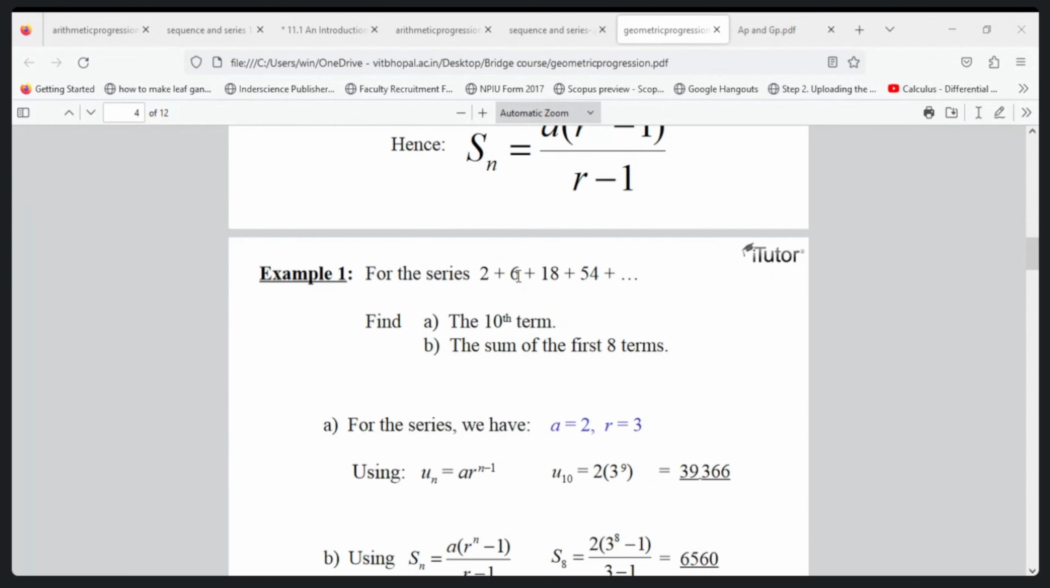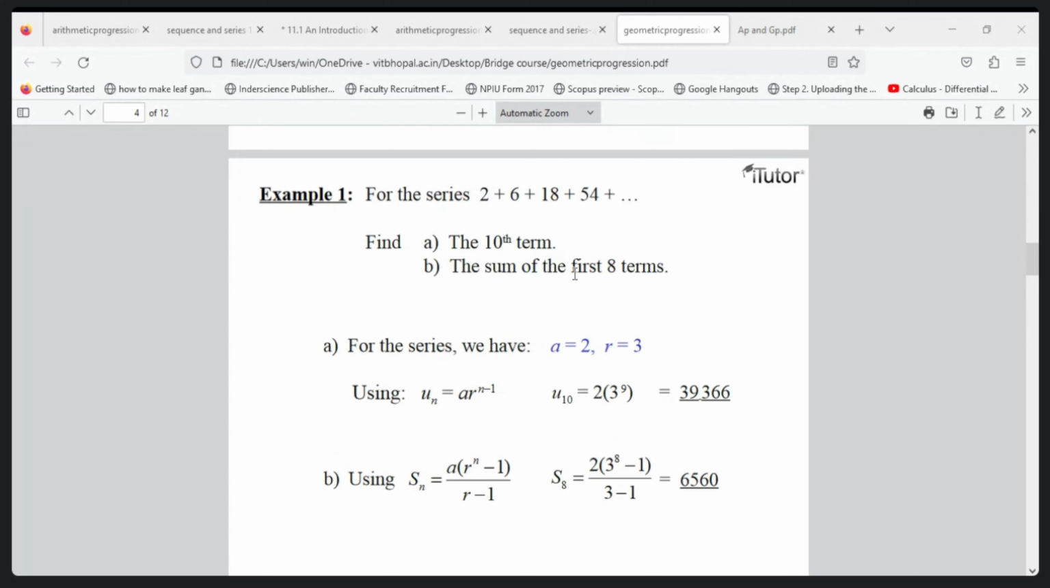For the series 2, 6, 18 and 54, find the 10th term and the sum of 8 terms. First of all, we can see R is 3 here. If you divide 6 by 2, it is 3; 18 by 6, it is 3; 54 by 18, it is 3. That means the common ratio between all terms of the series is 3 here, and A is equal to 2. So A is equal to 2, R equal to 3. Then Un is equal to AR to the power n minus 1. U10 is equal to 39366.